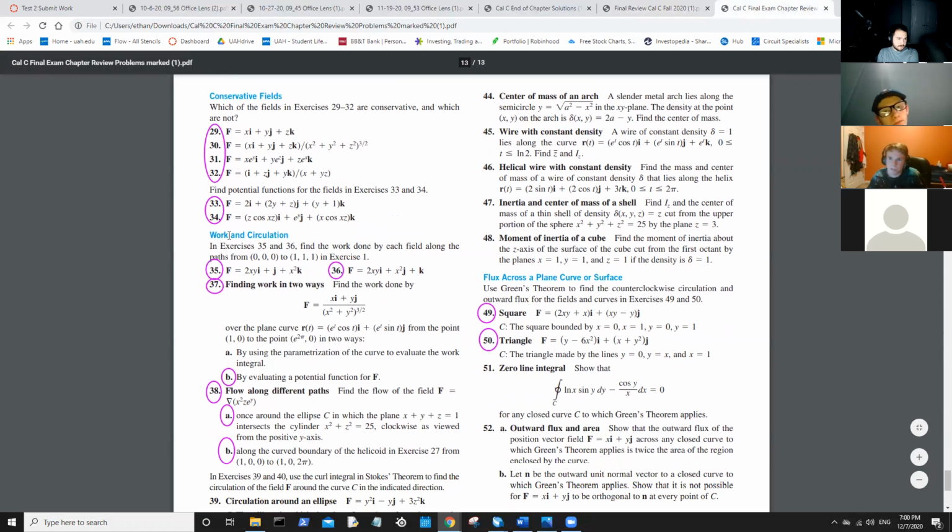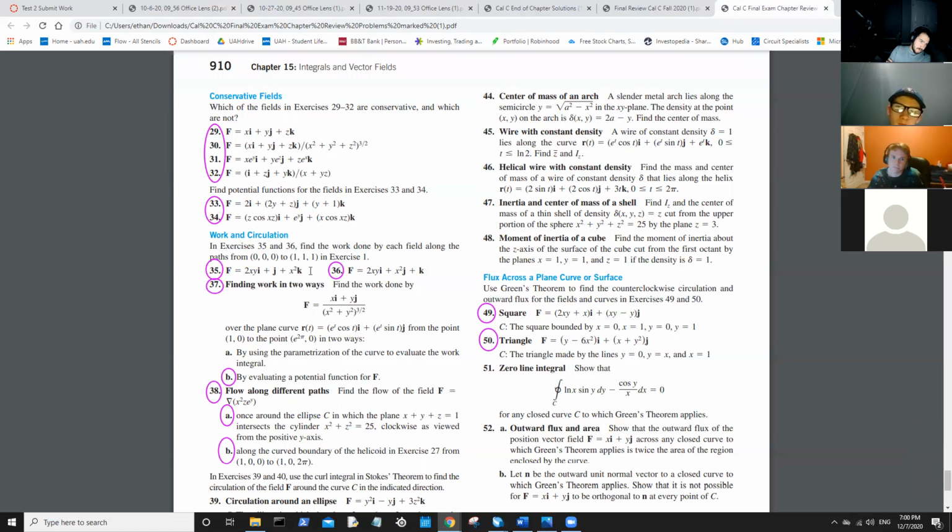All right. Let's look at this. Work in circulation. Let's just do this one. 35. F is equal to 2xy i plus j plus x squared k. So what do we do? It's along two different paths. Work equals force times distance. So work is equal to force dot distance. So we do the dot product of the force and the path.